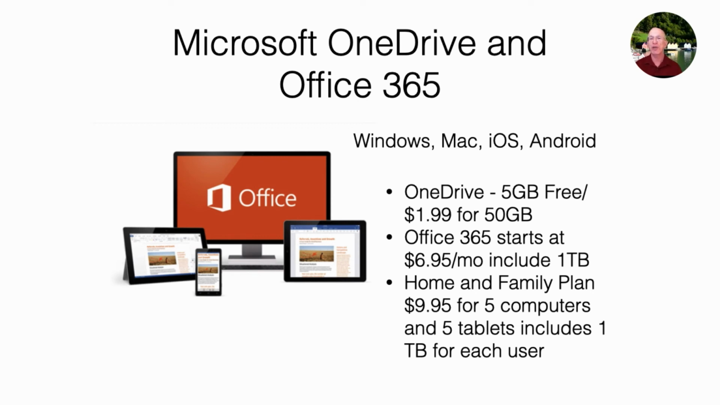So you get 5 gigabytes free. You can add storage. If you subscribe to Office 365, which is how they sell their Office products now, an individual plan is $7 a month, and it includes 1 terabyte of storage. The better deal is by far the home and family plan, which is $10 a month for 5 computers and 5 tablets per person, okay? And you can have 5 users, so people can really use it on all of their devices, and every individual user gets 1 terabyte of storage on a disk drive called OneDrive that's in the cloud.